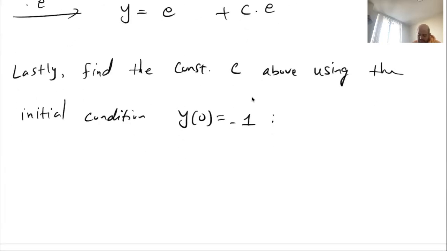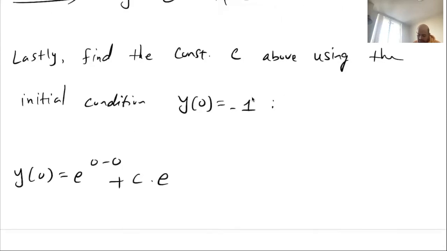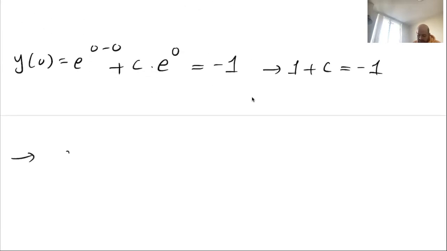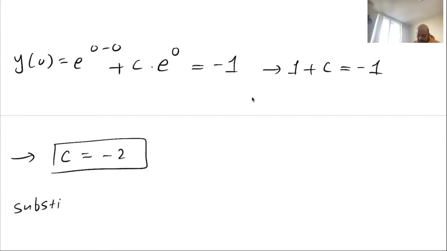So y of 0 will be e to power 0 minus 0 plus c times e to power 0, that is supposed to be -1. That gives 1 plus c equals -1. This gives the value of c to be -2. So substitute back.